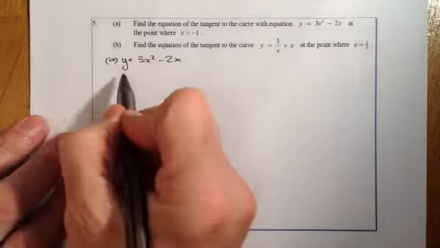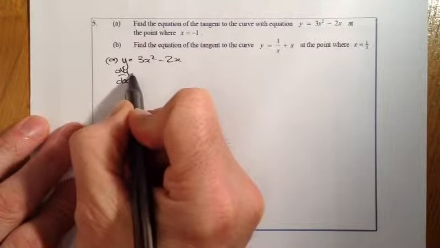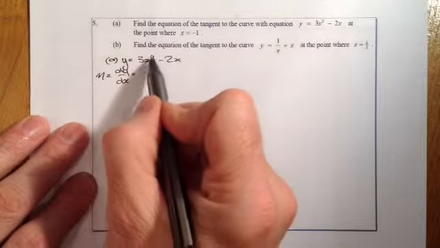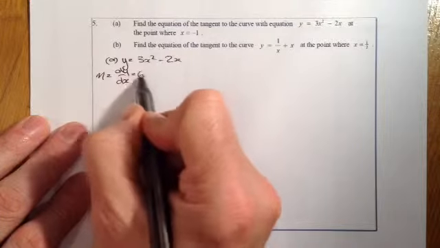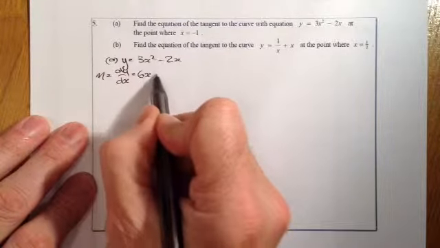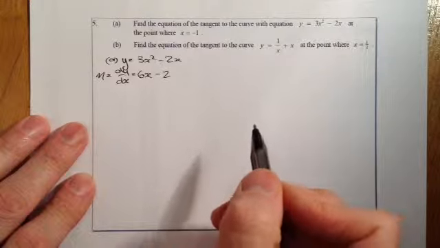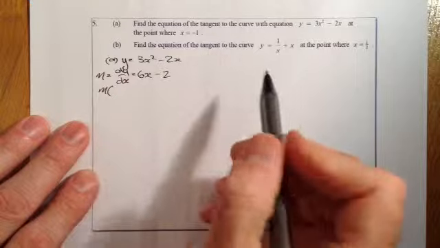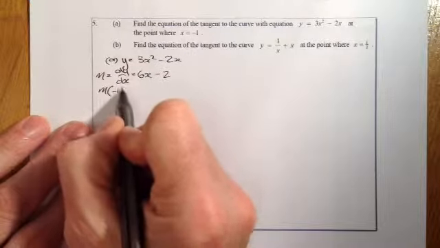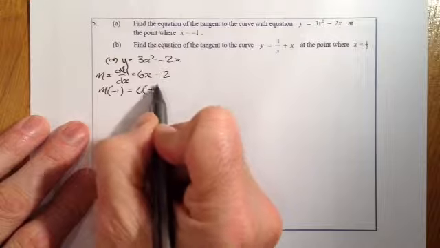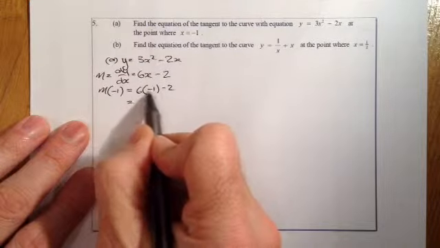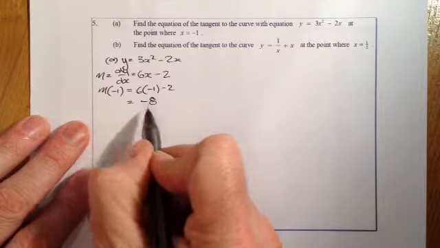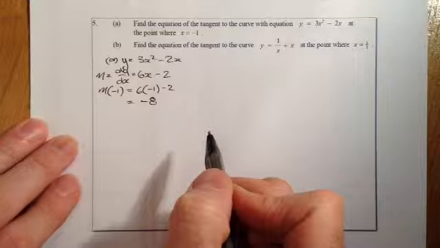I'm going to differentiate it, so dy by dx, which also equals my gradient formula. So differentiating, 2 times the 3 gives me 6x to the power of 1, and that will be minus 2. So that's me got my gradient formula there. I want to know what the gradient is when x equals minus 1, so I'm just going to substitute a minus 1 in here. That will be minus 6 minus 2, which gives me minus 8. So that's my gradient that I'm going to use.